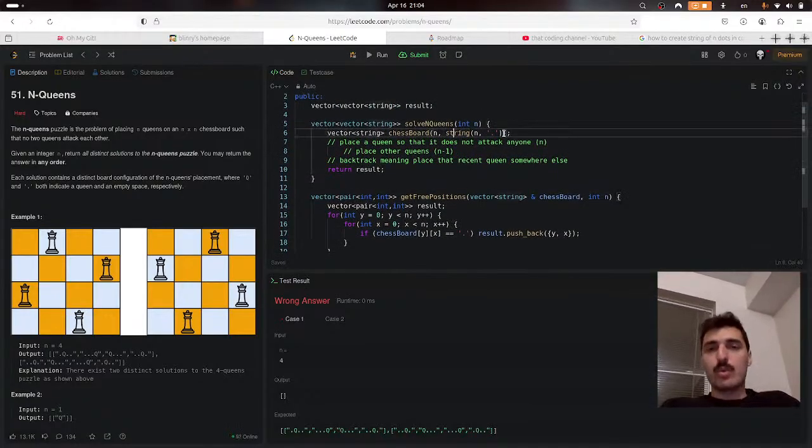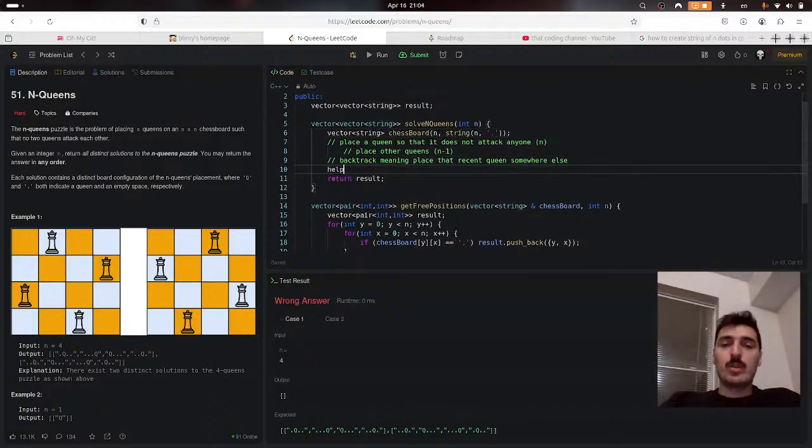We have a chessboard. Now we need a helper function. I'm going to call a helper function, guys. What are we going to need? We will probably need to call n.